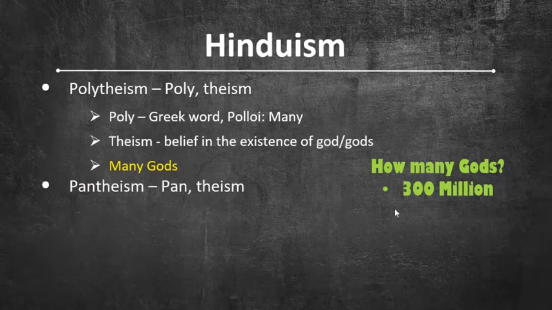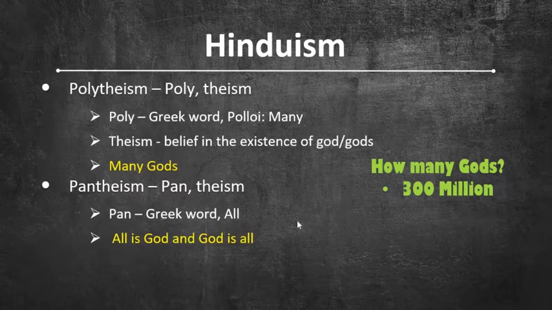Also, it holds to pantheism. You break up pantheism into pan and theism. Pan is a Greek word for all. So they believe all is God and God is all. We talked about that in the New Age movement. You are a god. I'm a god.